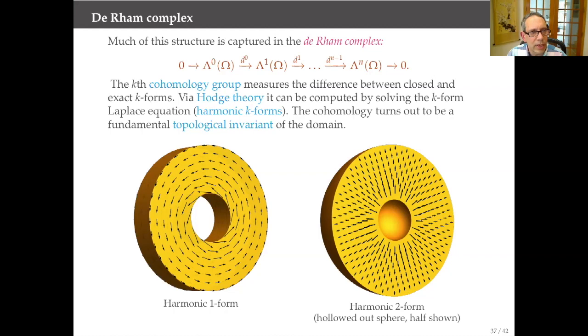So what I'm showing here is a differential one form that's harmonic, that satisfies Laplacian equals zero, and it exists only because there's a hole in this domain. I wouldn't be able to create this one without a hole. And the fact that there's just one of these on this domain tells me this domain has a hole. That can be figured out by measuring the first cohomology group of this domain.